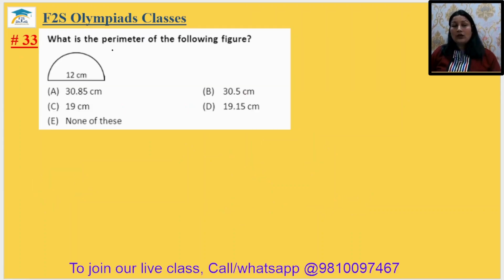Question number 33. What is the perimeter of the figure? The perimeter of the figure, since it is a semicircle, so it will be your 2 pi r half, means half of the circumference. So this is your pi r plus 2r. From here to here, it is the diameter. So here we can write 2r. Okay? The diameter is given 12 centimeter. So radius will be equal to 12 upon 2. That is your 6 centimeter.